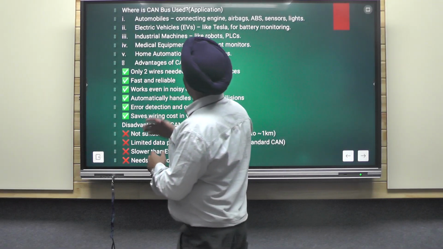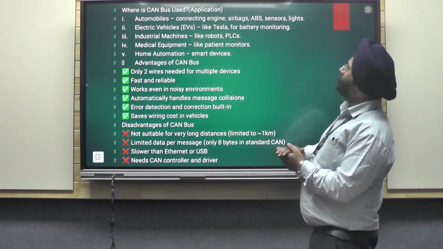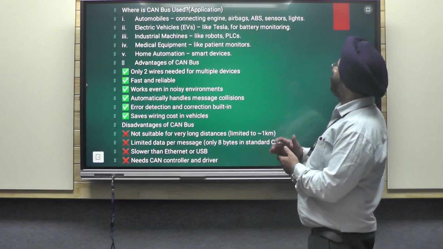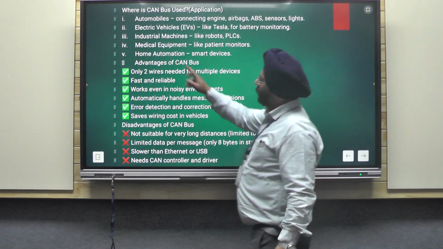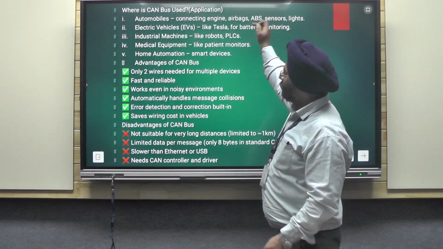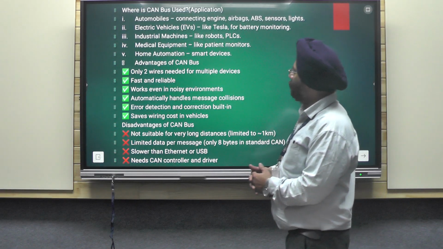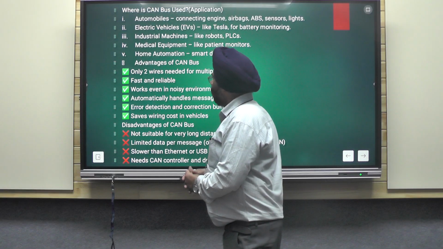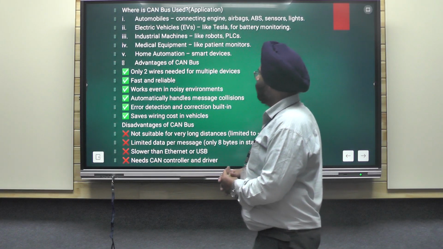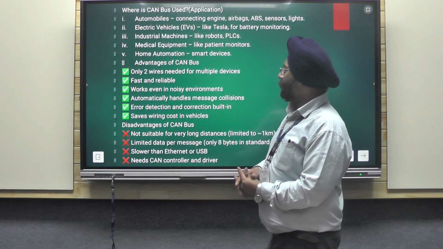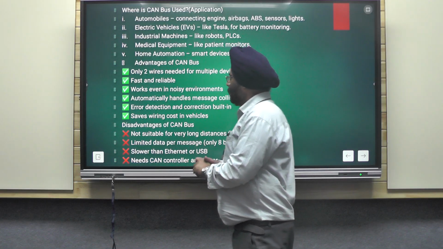Where it is used: automobiles, connecting the engine, airbags, ABS sensors. ABS is the anti-lock braking system. Also electric vehicles like Tesla for battery monitoring, industrial machines like robots and PLCs, medical equipment like patient monitors, home automation, and smart devices.